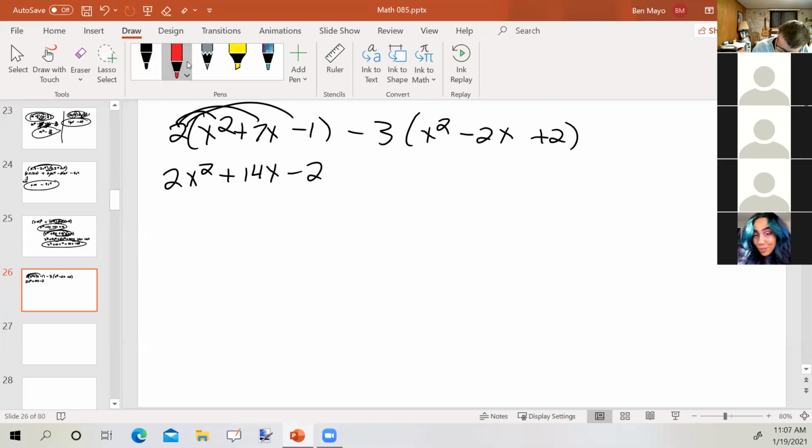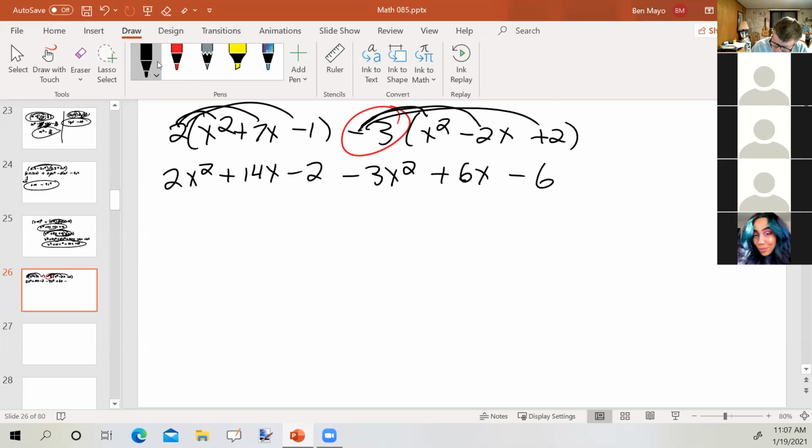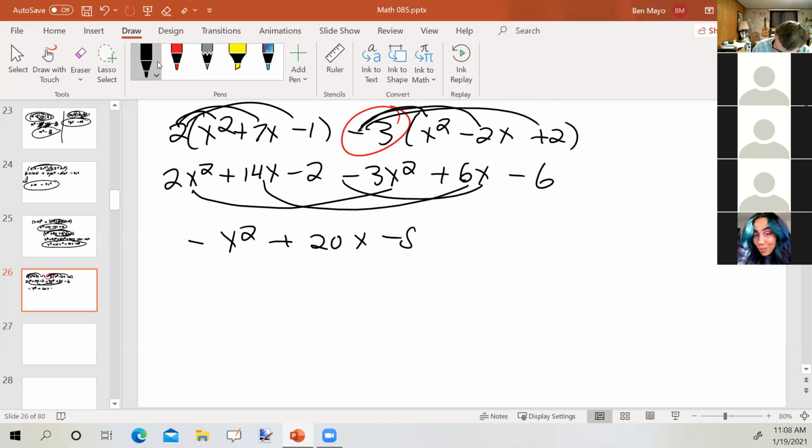We're going to distribute the minus 3. So we're going to get minus 3 times x squared, minus 3x squared. Minus 3 times minus 2x would be plus 6x. And minus 3 times plus 2 would be minus 6. But we're not multiplying the results together. These are all being added and subtracted now. Combining like terms, we're going to get negative x squared plus 20x minus 8. Any questions there?